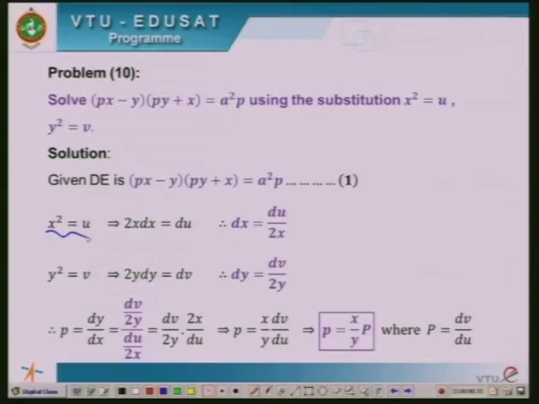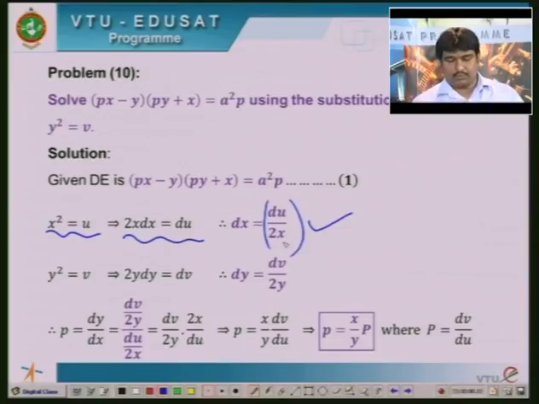Now use the substitution x square equals u. Differentiating, 2x dx equals du. Therefore, dx equals du divided by 2x. So, u is the new variable, x is the old variable. I have not converted this x in terms of u. I will keep it as it is. I will shift it later.